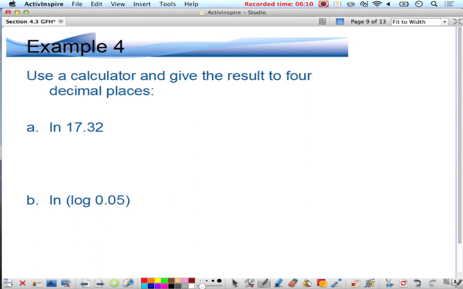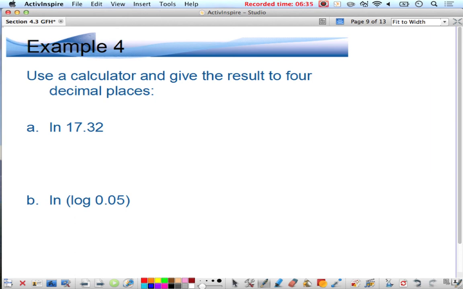So let's look at some problems involving the natural log. Example 4 says to use a calculator and give your result to 4 decimal places. So we want to take the natural log of 17.32. Where's the natural log button on your calculator? It's right below the log.